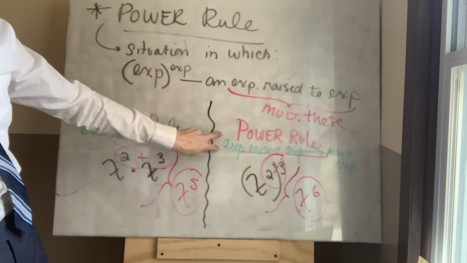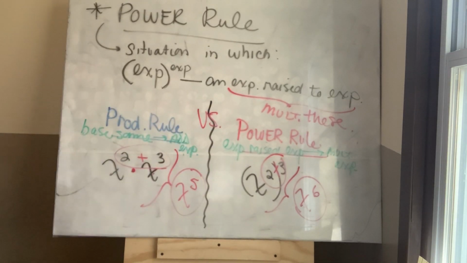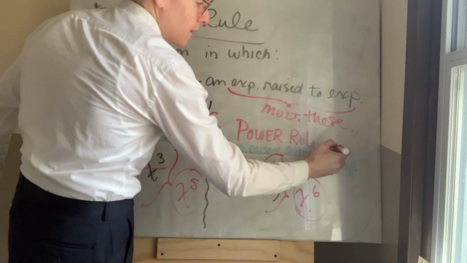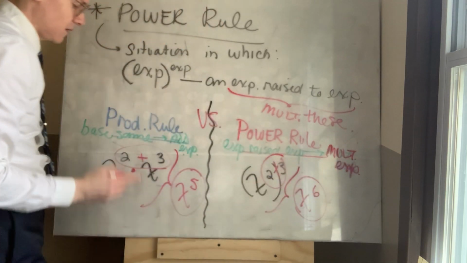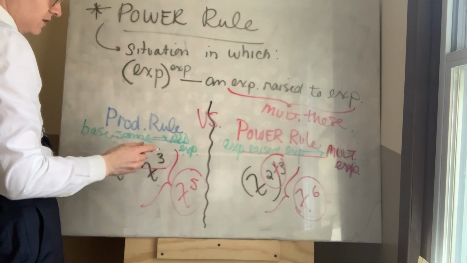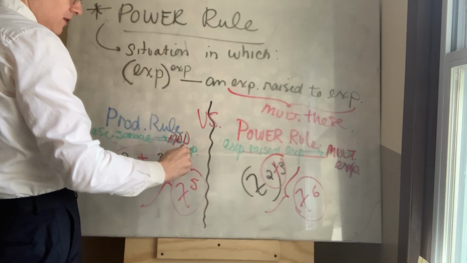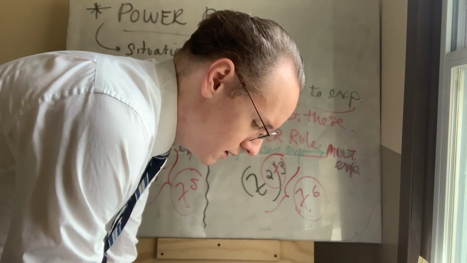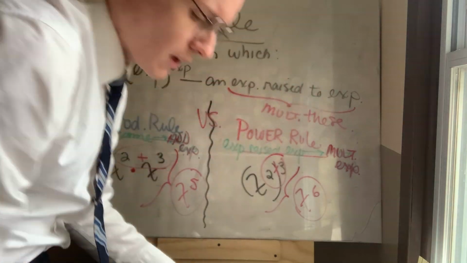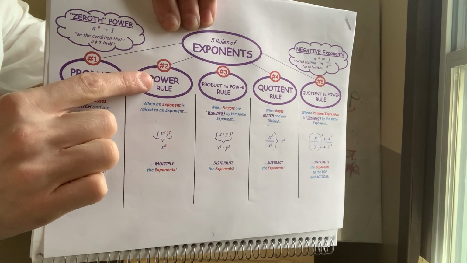Anyhow, distinguish these 2 rules. The power rule is an exponent raised to an exponent and you actually multiply the exponents. The product rule, ironically, is when you have the same bases being multiplied, but you add the exponents. Okay, here again is my diagram. I put them next to each other on my diagram on purpose. Product rule, power rule.